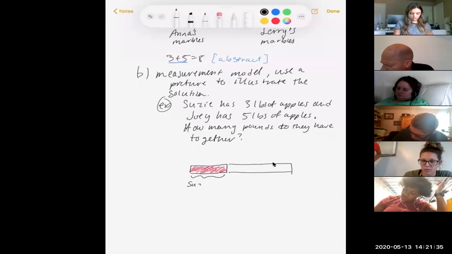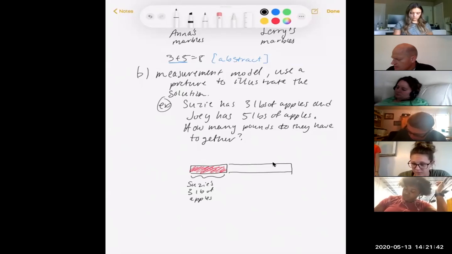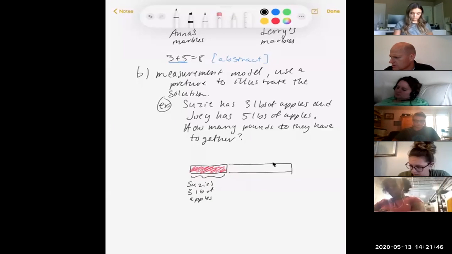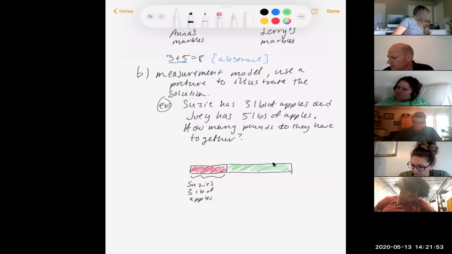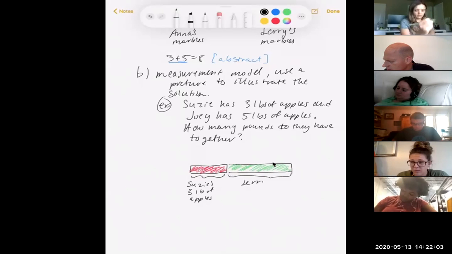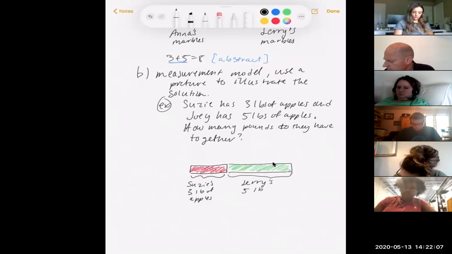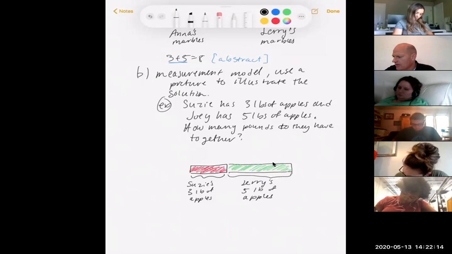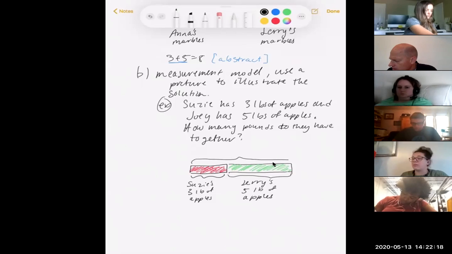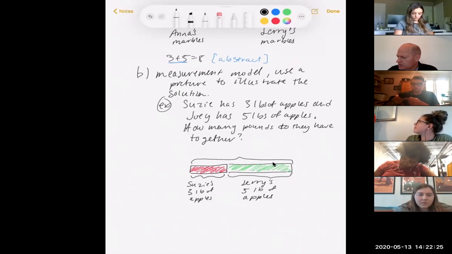Okay. So that representation is Susie's 3 pounds of apples. You can even leave this last bar blank, but I'm going to color it green because I have colors available. But if you want to just use white and the other one gray with your pencil, that's fine too. This representation right here is Joey's 5 pounds of apples. Okay. And we want to know how many apples they have all together. So we need to depict the total, or the entire length or amount of pounds, with the question mark here. Okay.